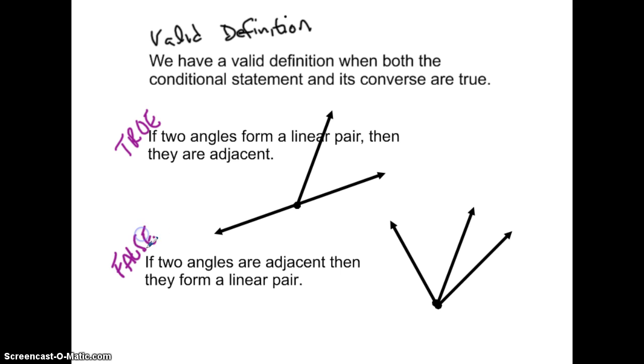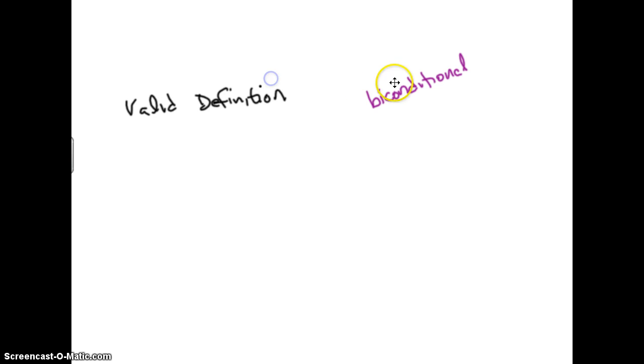And if that's the case, we do not have a valid definition. That doesn't mean this statement up here is not true. It is. If two angles form a linear pair, then they are adjacent. That's true. But since the converse is false, we don't have a valid definition, which means we should not write a biconditional statement here. If we were to write a biconditional statement, it would say two angles form a linear pair if and only if they are adjacent, but that's not true, so we're not going to write a biconditional here. So these go together. If you have a valid definition, you're going to be able to write a biconditional, and if something is written as a biconditional, then it's also going to be a valid definition.